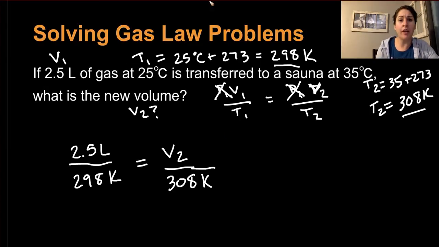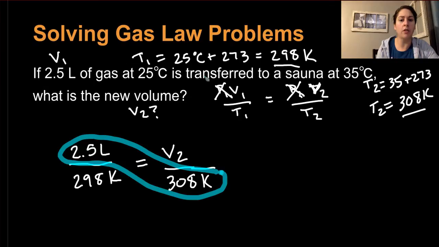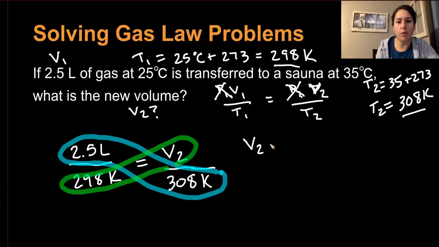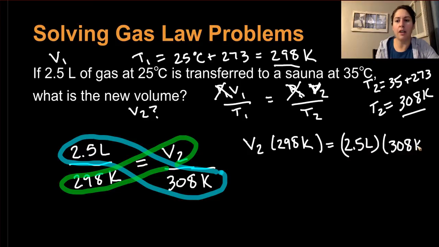There's a couple different ways you can do this algebraically, and I think the easiest way for me is I cross multiply. So I multiply these two by each other, and that goes on the top on one side. And then I multiply the other two, so the V2 times the 298. When I do that, I get V2 times 298 Kelvin is equal to 2.5 liters times 308 Kelvin. Like I said, there's a couple different algebra ways you can go about that, but I think that's usually the easiest for most students.